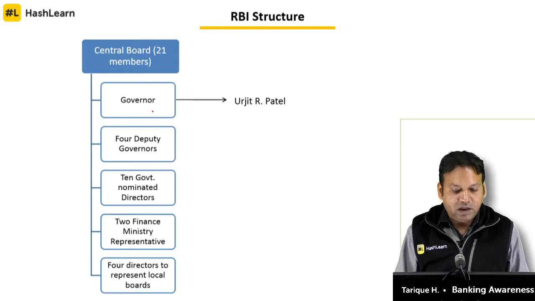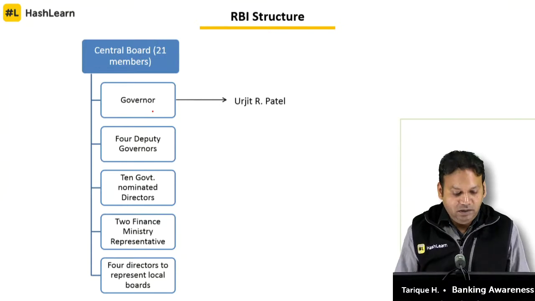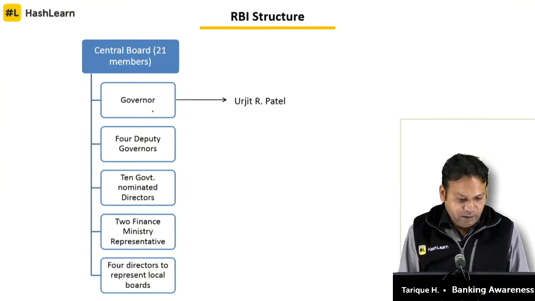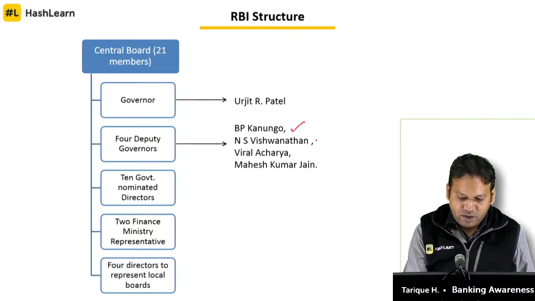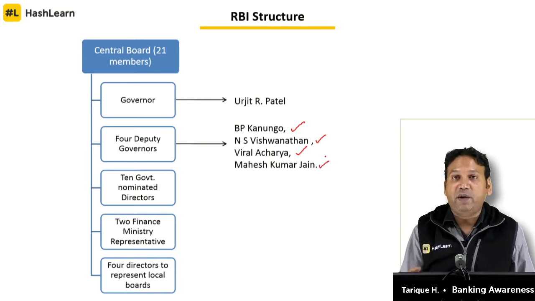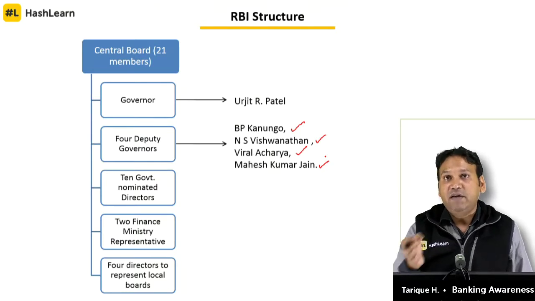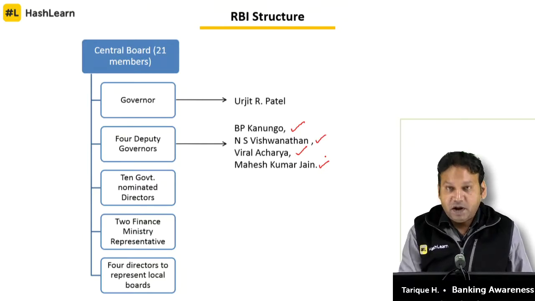Now you see here, the governor is Urjit R Patel. So the question right now, who is the governor of the Reserve Bank of India? The answer is Urjit R Patel. Now the 4 deputy governors are BP Kanungo, then we have N Vishwanathan, Viral Acharya and Mahesh Kumar Jain. So who among the following is not one of the 4 deputy governors? Like this we can frame a question. We give you the names of 3 persons who are deputy governors and 1 person who is not. Clear? So that's how a question can be asked in the examination regarding the deputy governors of the Reserve Bank of India.